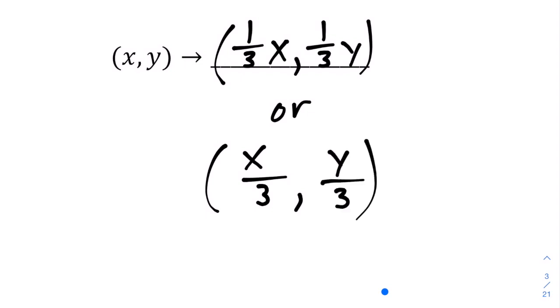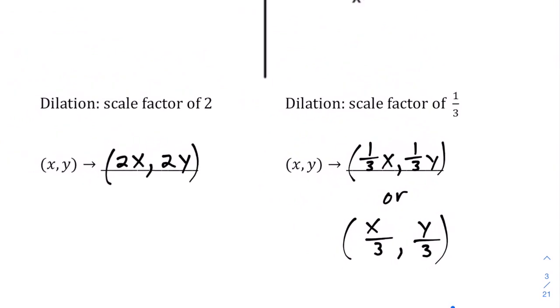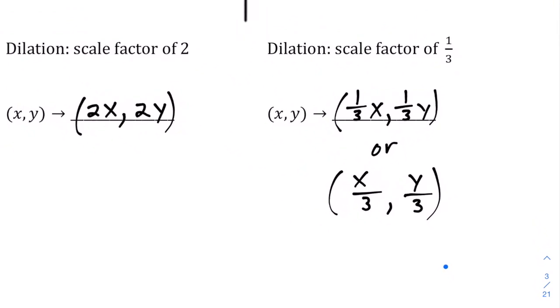Remember, if you are dilating by a scale factor that is bigger than 1, you are enlarging. And if you are dilating by a scale factor of 1/3, you are reducing. So less than 1 means you are reducing.